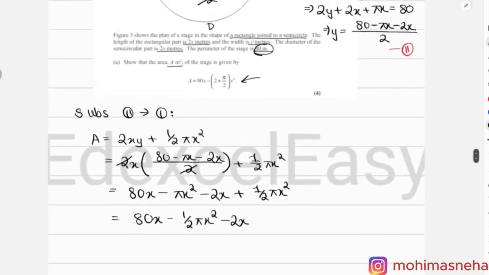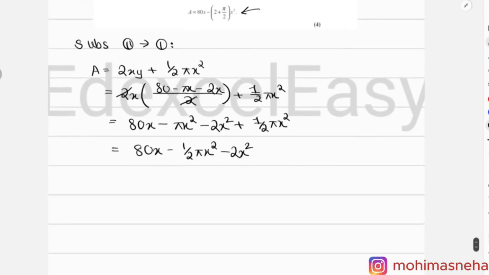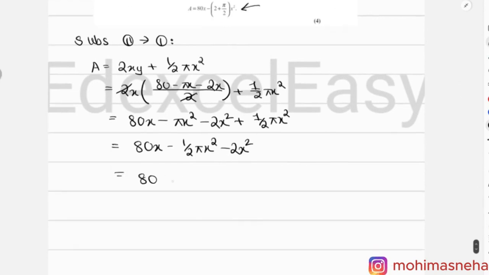Now again, if you go back, your expression was written as... over here it's going to get x squared also, because x will get multiplied with 2x, right? We're just going to get x common over here, which is going to be 80 minus, if you take x square common, but at the end, this is how it's going to look. 2x square is just going to be positive 2, and then again half pi x square is going to be positive pi by 2.